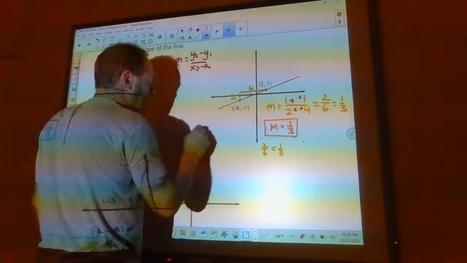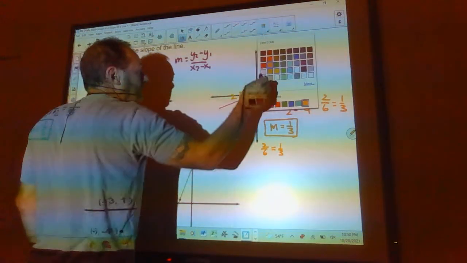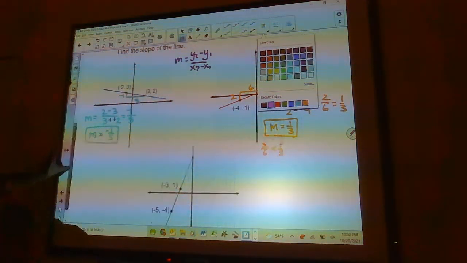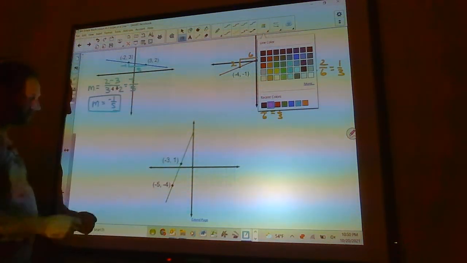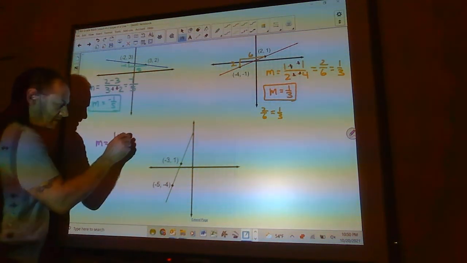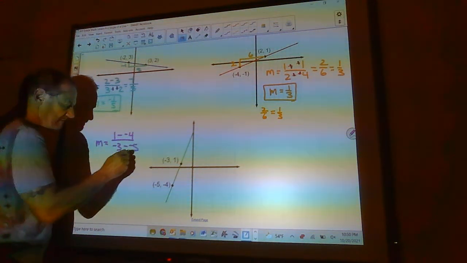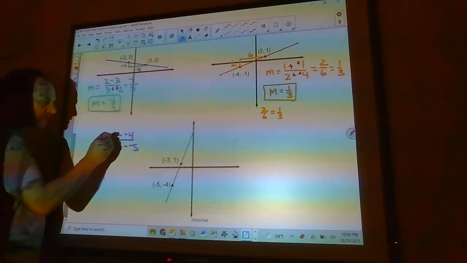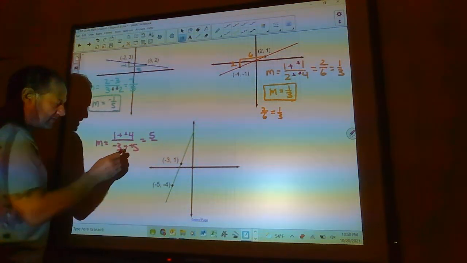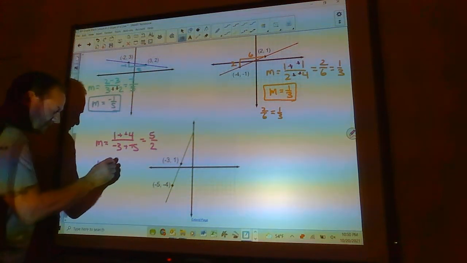Okay, a couple stray dots to clean up here. And let's look at this one. So on this one, the slope is going to be 1 minus negative 4 over negative 3 minus negative 5. Okay, be careful of all your negatives here. So these two cancel out, I'm going to get 5. These two cancel out, I'm going to get negative 3 plus 5 is 2. So my slope is 5/2.